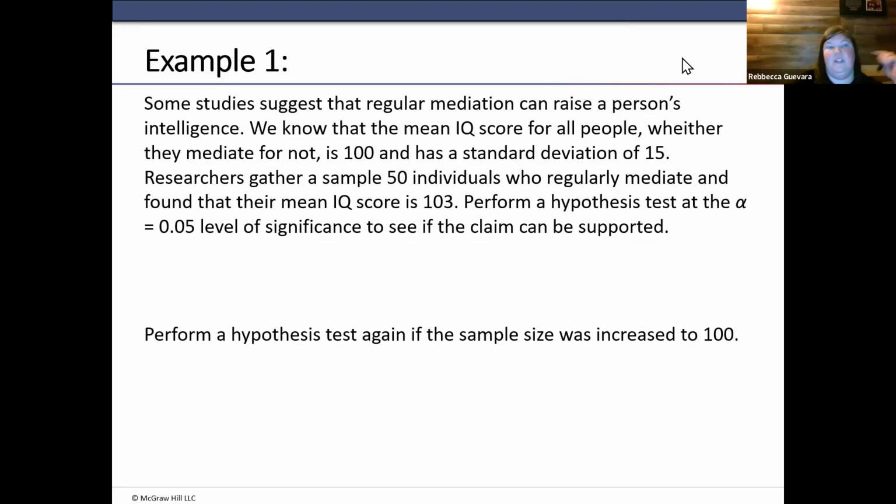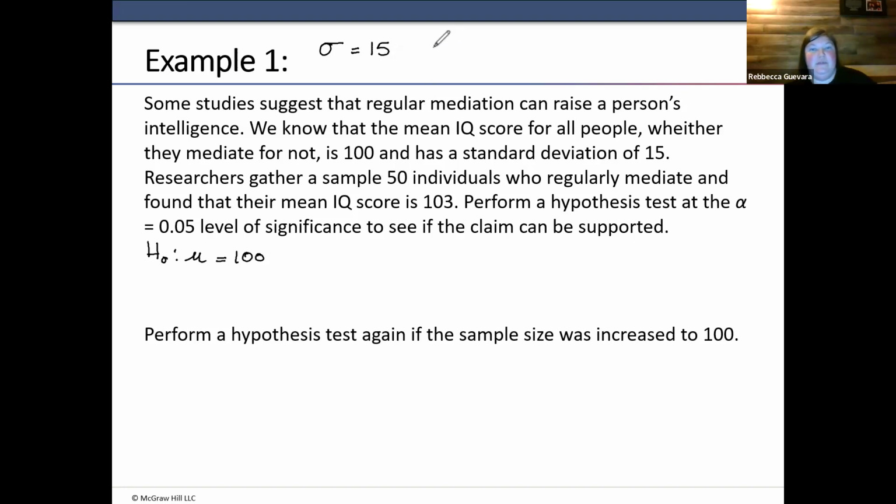So some studies suggest that regular meditation can raise a person's intelligence. So this was brought up before in another problem. We know that the mean IQ of all people, whether they meditate or not, is 100. So null hypothesis, we know the IQ is supposed to be just 100. It's 100 with a standard deviation of 15. So we know sigma is 15 because that's all from the population data.